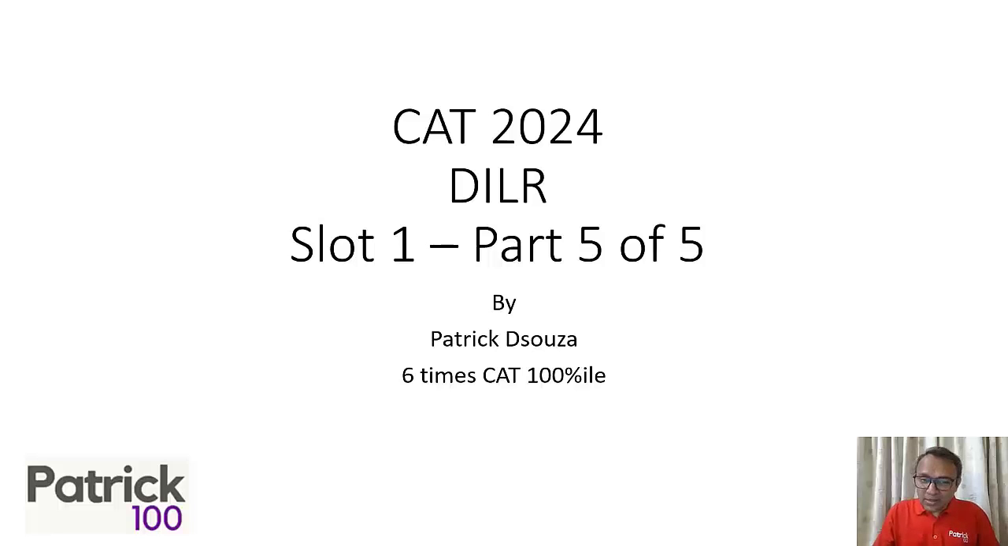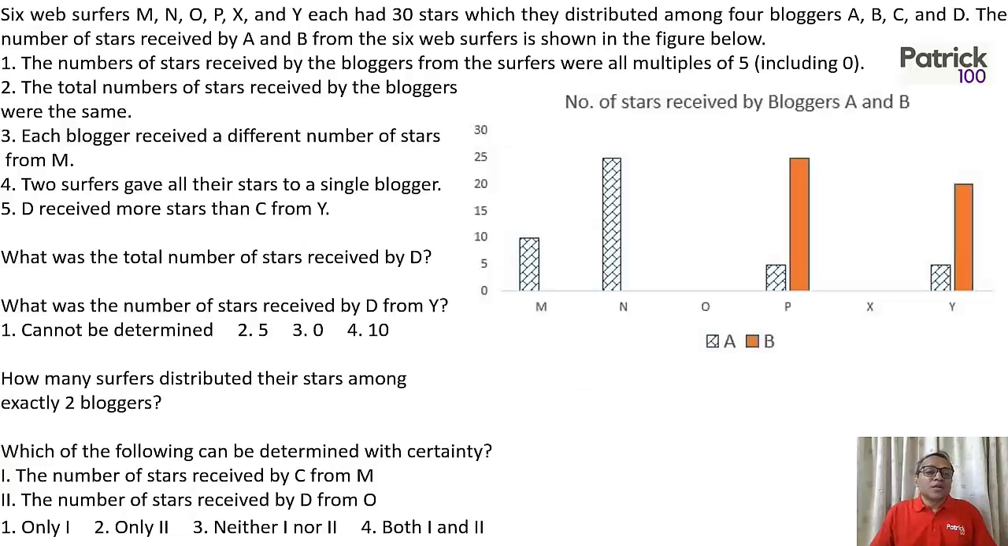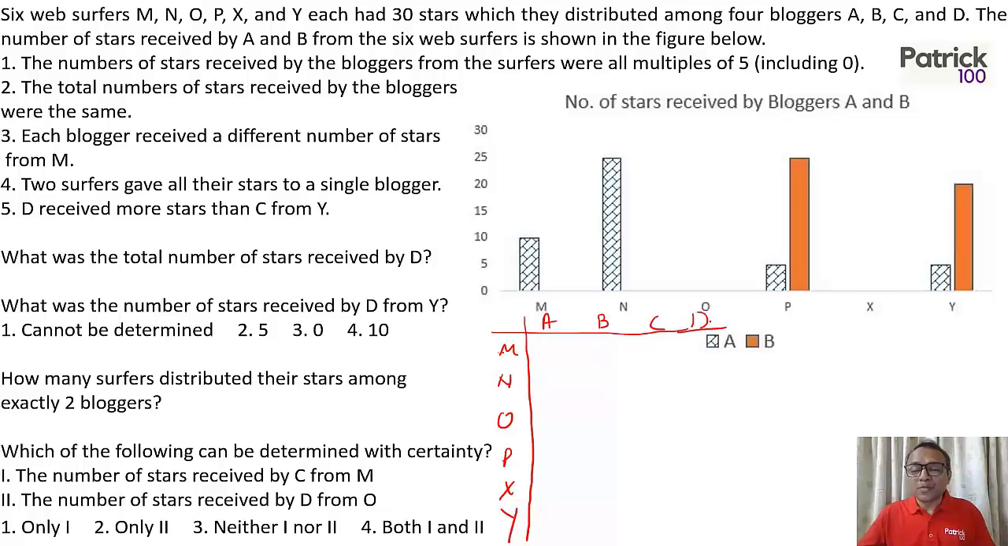So let's look at the set that is there. There are 6 web surfers and each had 30 stars. They are given as M, N, O, P, X, Y. It makes sense to put in proper data format again, though it is sort of a repetition of writing, but still it's important to try to write as little as possible, but also try to be as systematic as possible. So you have this, and you have A, B, C, D, 4.